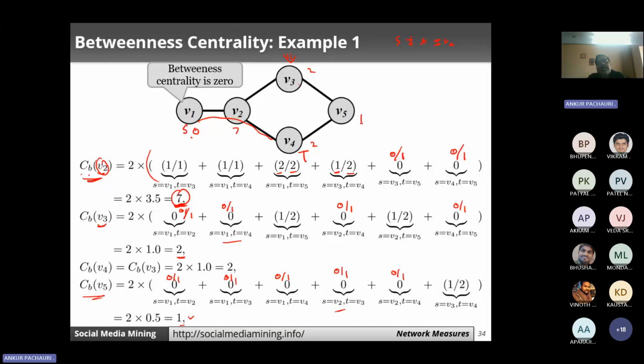In that case, if you say the end nodes mean the tails, or we can say hanging nodes, they will have betweenness centrality zero. That's correct.